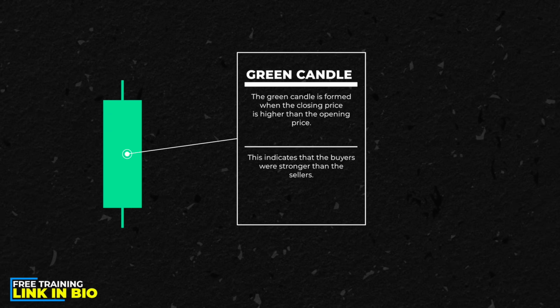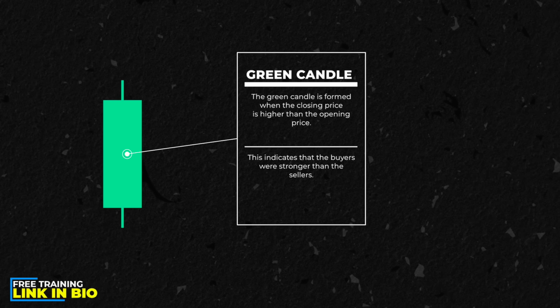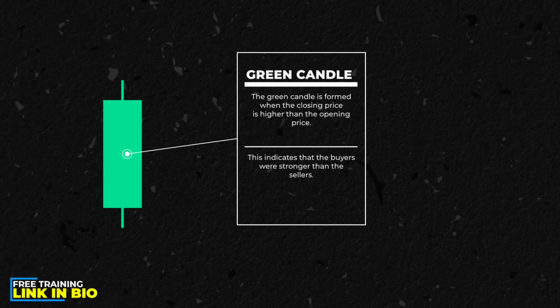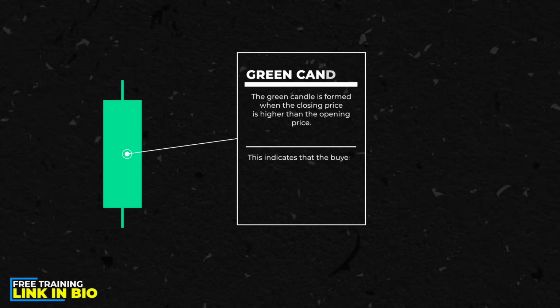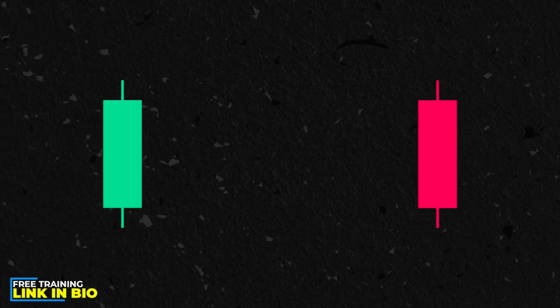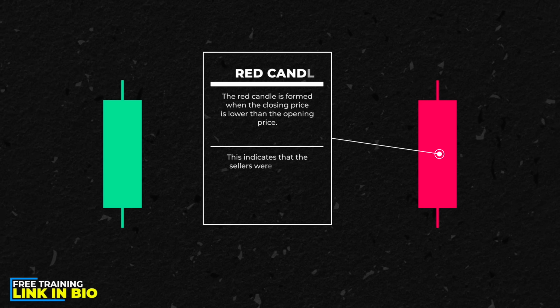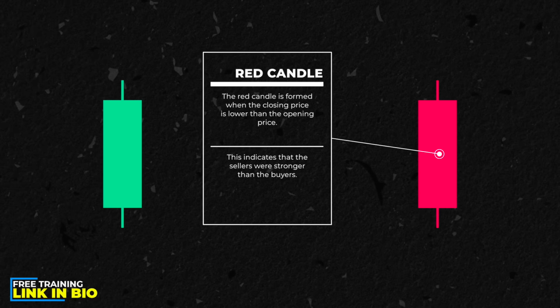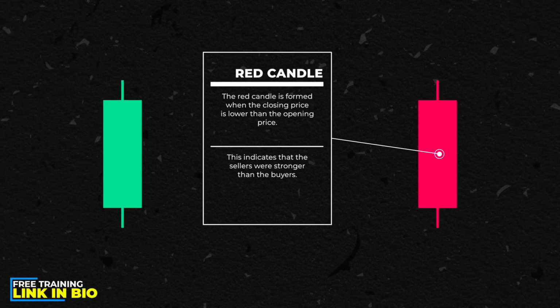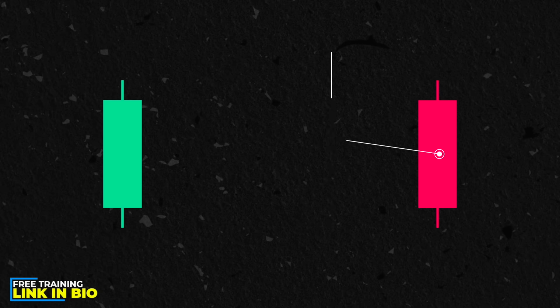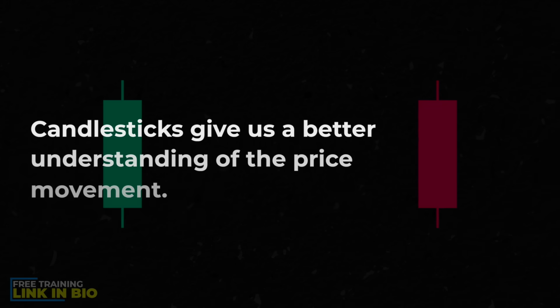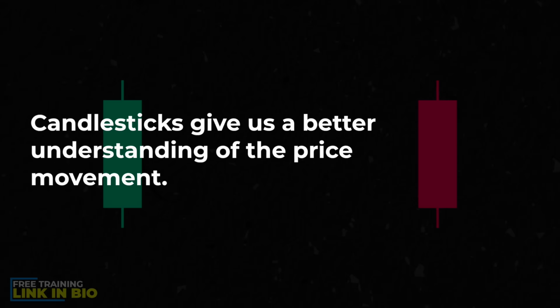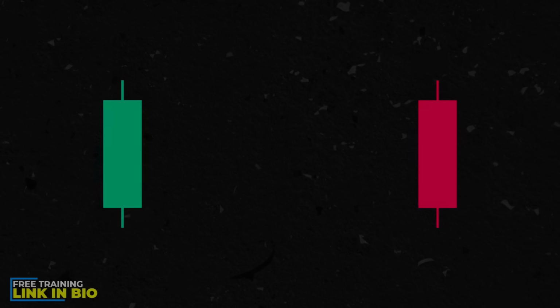A green candle is formed when the closing price is higher than the opening price. This indicates that the buyers were stronger than the sellers. Similarly, a red candle is formed when the closing price is lower than the opening price. It indicates that the sellers were stronger than the buyers. Now, the reason why most traders use candlesticks is because it gives us a better understanding of the price movement.